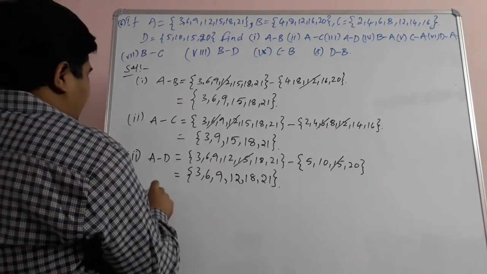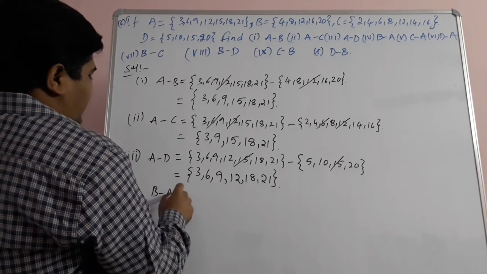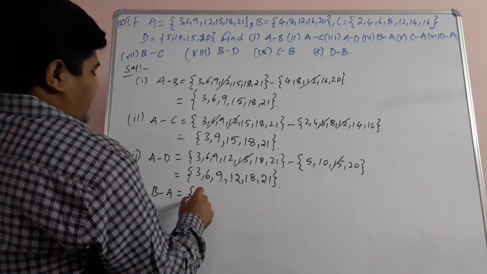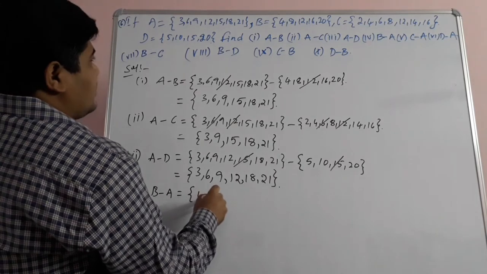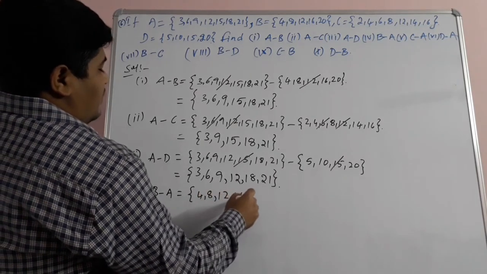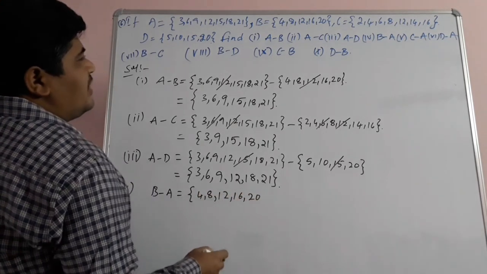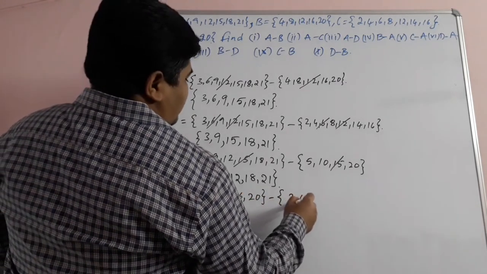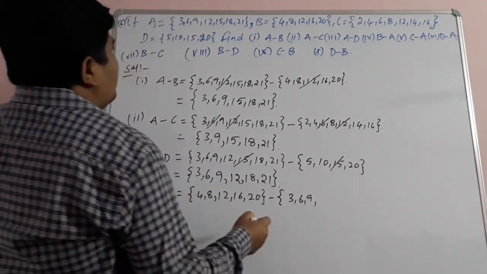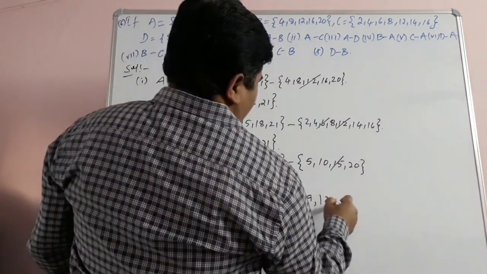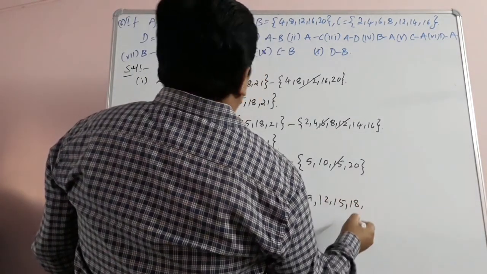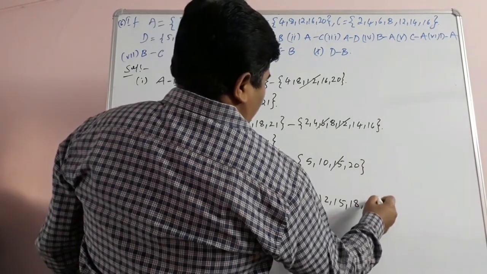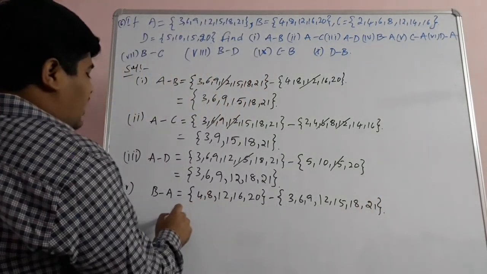What is that, children? B minus A. So what is set B, children? B is 4, 8, 12, 16, 20, minus what is A? 3, 6, 9, 12, 15, 18, 21. Okay, B minus A should be there in B, not in A, children.